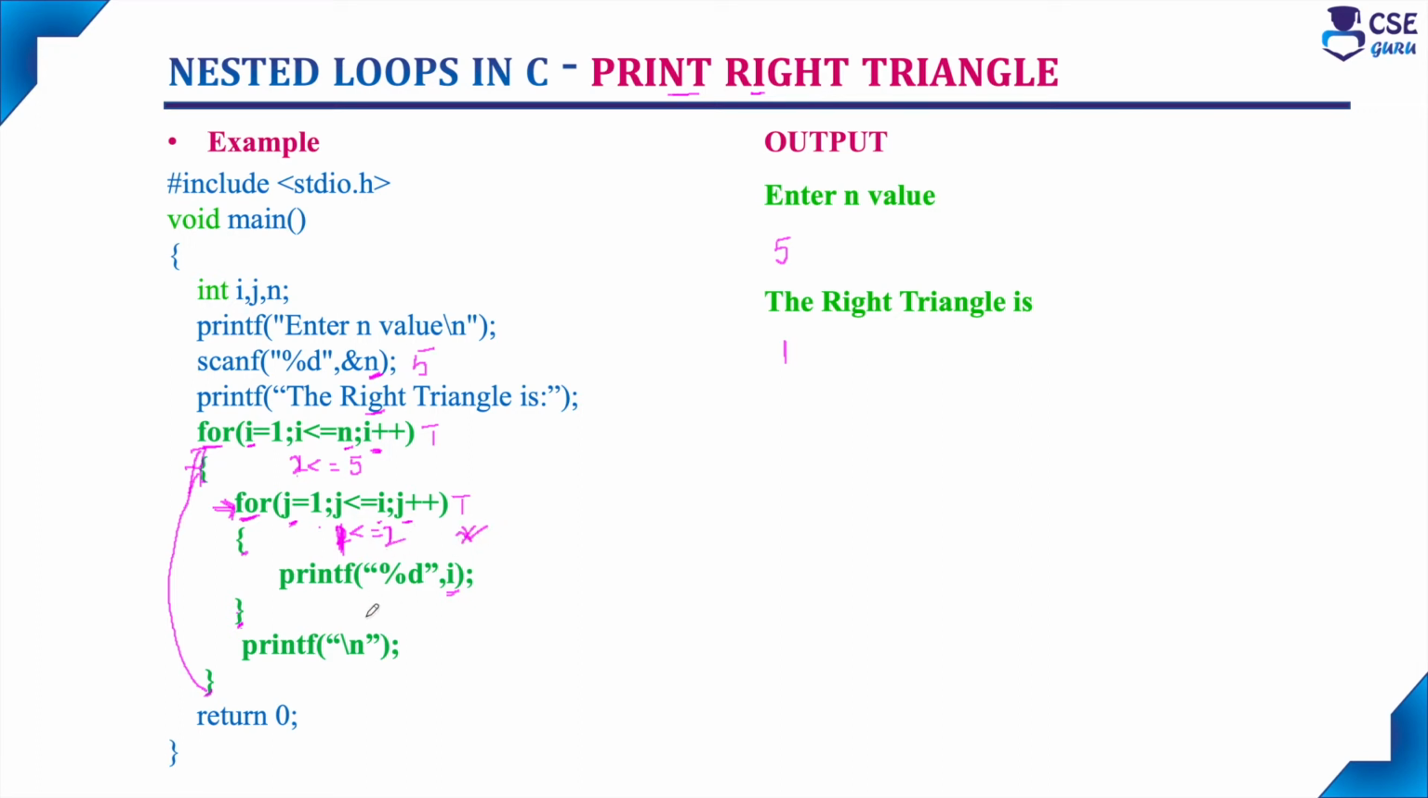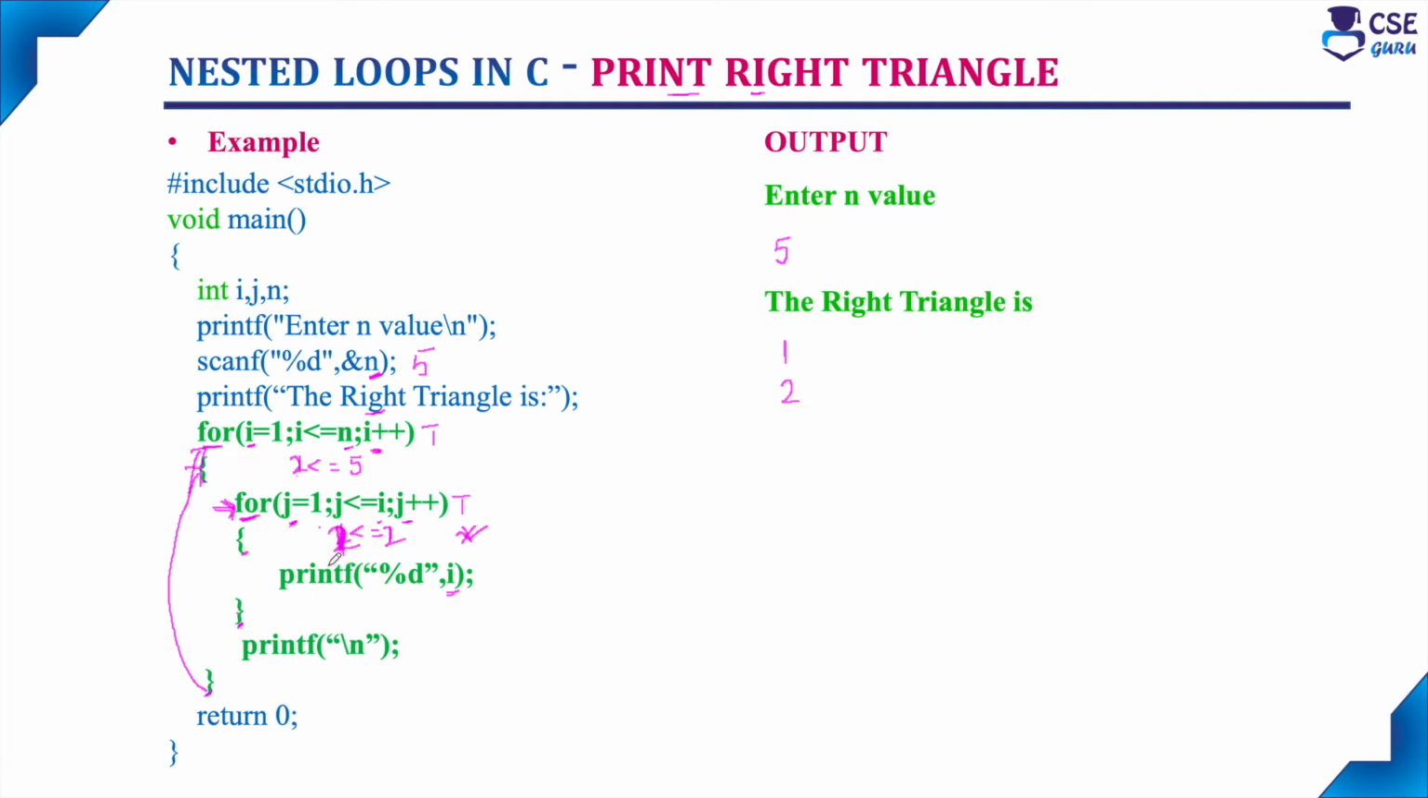It will check the condition whether 1 is less than or equal to i, which is 2 here. Yes, the condition is true, and it will allow the print statement to execute once. The i value is 2, so now it will print 2. After executing, j will get incremented to 2. Now check the condition whether 2 is less than or equal to 2.